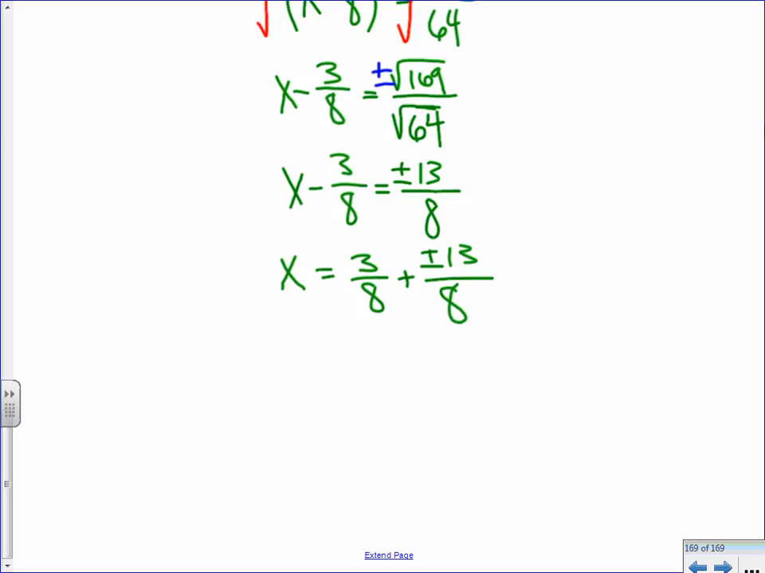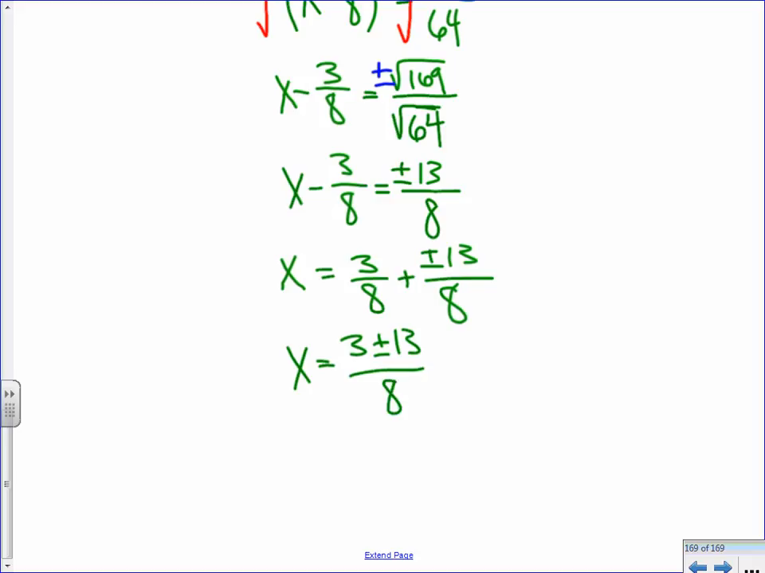This is just going to make things simpler sometimes when there's square roots. I know it may look a little weird, instead of having the 3/8 added on at the end, which is what you would probably normally do, what your first instinct might be. It's a lot easier sometimes if we just put it out front. Now these have a common denominator, so I've got x equals 3 plus or minus 13 over 8.